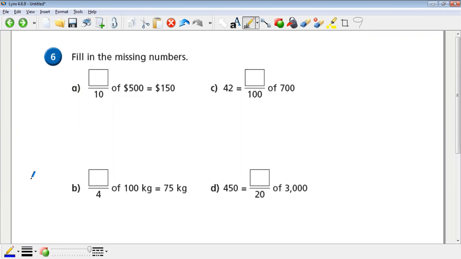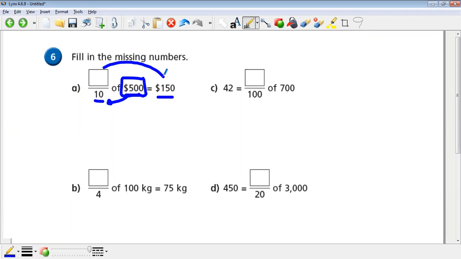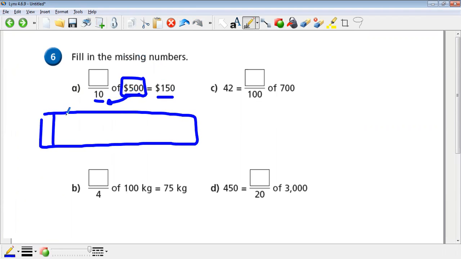So here we've got the numerator that's not there, but we do have the denominator, the money, and what it's worth. So what we've got to do is take our money and split it into 10 bits, because I need to know how many of those make 150. If I did have a bar and split it into 10, 1, 2, 3, like this. If I did 500 and split it into 10 pieces, each one's going to be worth 50 because 500 divided by 10 is 50.